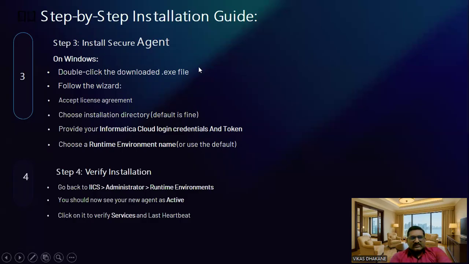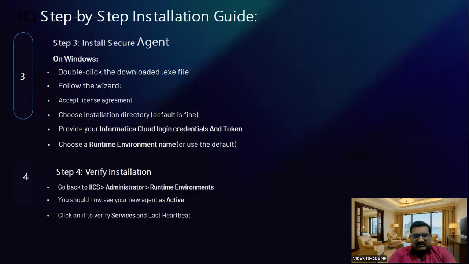Once you install the secure agent, the next step is to go back to the IICS administrator section, runtime environment, and check whether your secure agent has started, and whether all the services are started. IICS provides different kinds of services, for example data integration, cloud application integration, cloud data quality, cloud data catalog, etc. So these are the steps we have to follow.